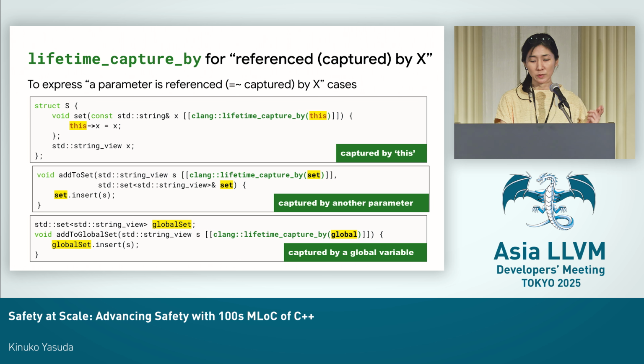The first example tells that the parameter needs to live longer than this object. And the second one tells that one of the parameters needs to live longer than the other. The last one is a case where a parameter is actually captured by global variables. All these can be expressed with this new annotation.